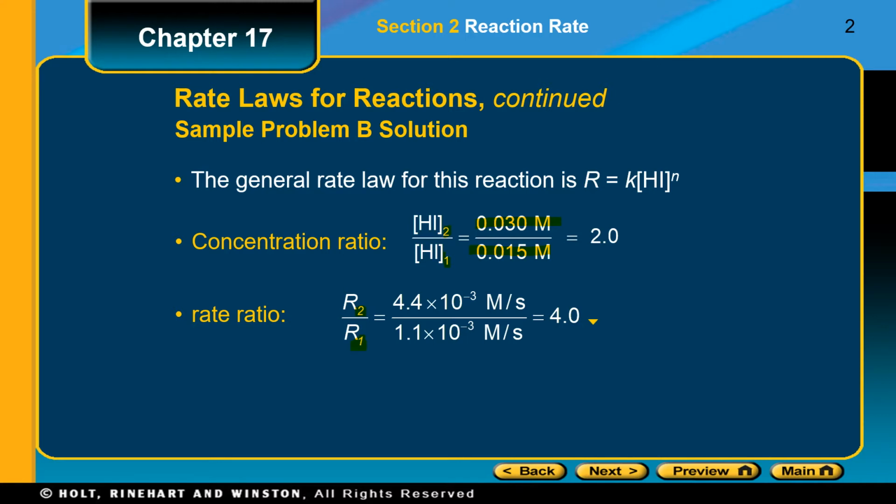And these are the rates right here that we got directly from the experiment. That's the rate in trial 2, and this was the rate in trial 1. And when I divide one by the other, I find out that it is 4. So the rate is 4 times as much in 2 as it is in 1. So it's going 4 times faster than it is in 1.